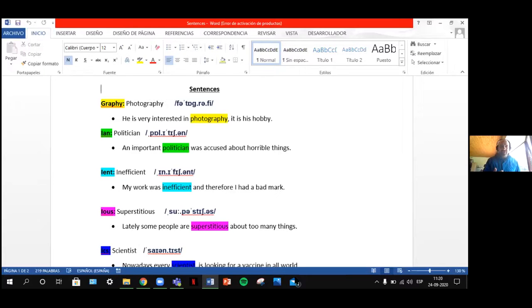So politician, inefficient. Look at the fourth word, superstitious. So the spelling of superstitious is I-O-U. That's sort of a cluster of vowels, a group of vowels. But they are only reduced to a vowel sound, which is a schwa. So 3 vowels, 3 letters, 1 sound, superstitious. Okay, so that's something we need to take care of.